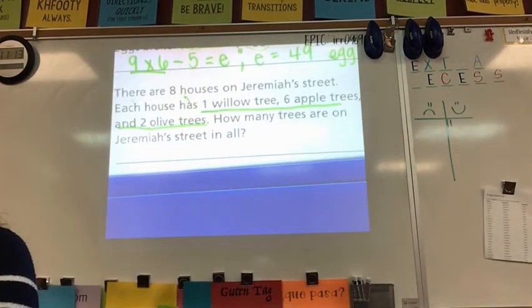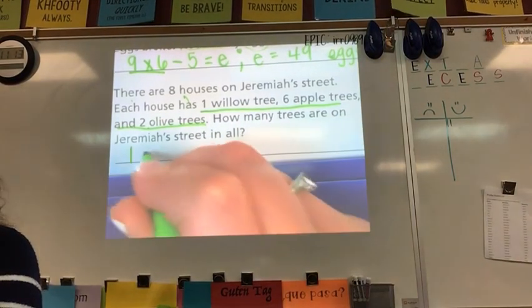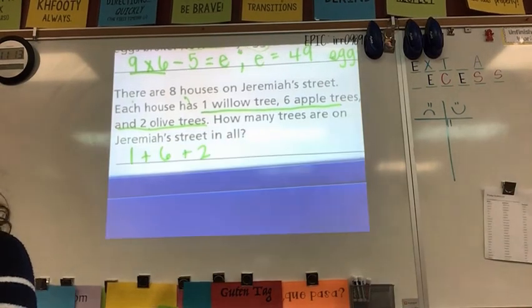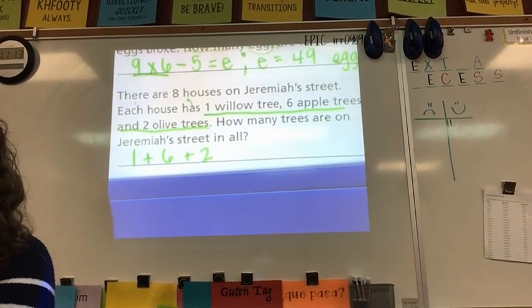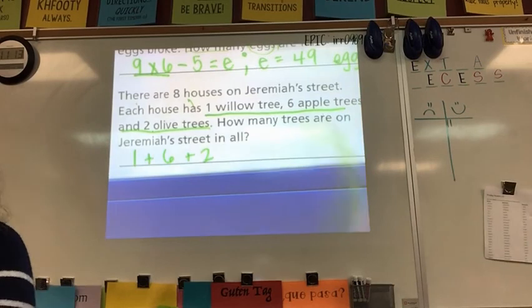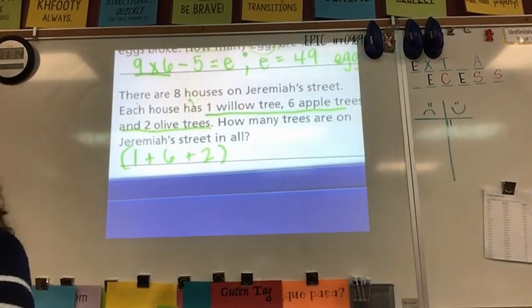So I'm just going to go ahead and say, here's my first step. 1 willow tree plus 6 apple trees plus 2 olive trees. Would you agree that that tells me how many trees one house has? Okay. Since this is addition, but I want it to be my first step, what do I probably need to add to this? Eli? Parentheses. So we're going to put that, I'm going to say, my first step I want to do is figure out how many trees does one house have, right?